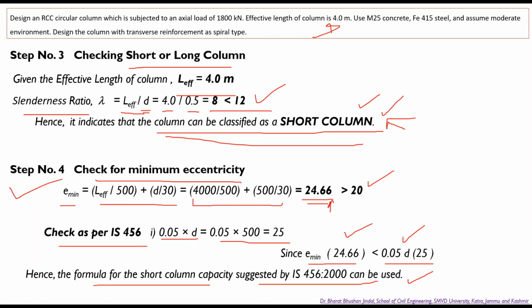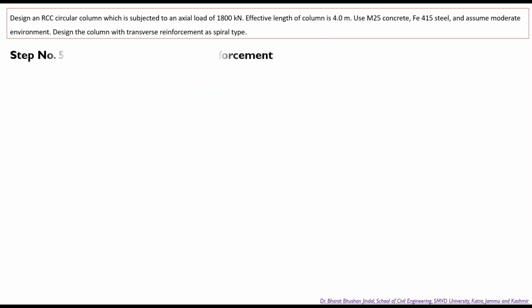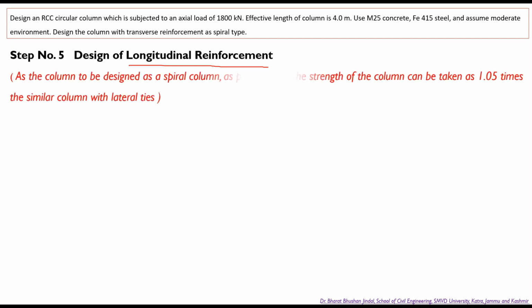So in other sense we can say this column is following the guideline of minimum eccentricity of the code, that is IS 456. Now in the next step, step number 5, we have to do the calculation for the longitudinal reinforcement, that means how much longitudinal reinforcement is required to take care of all the loads.